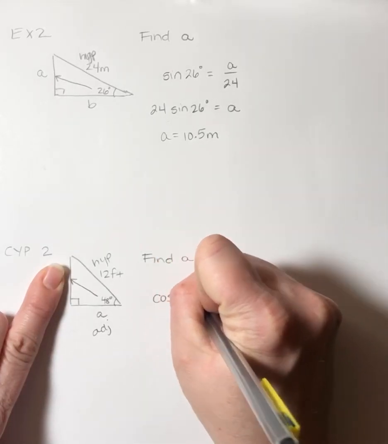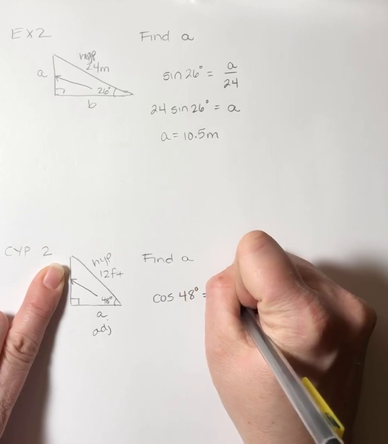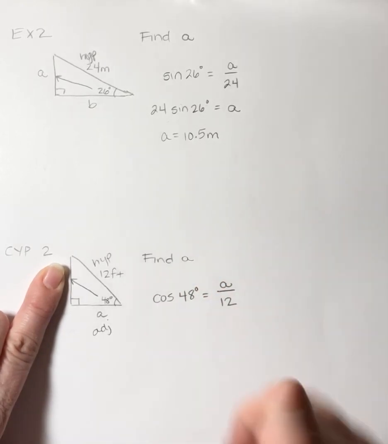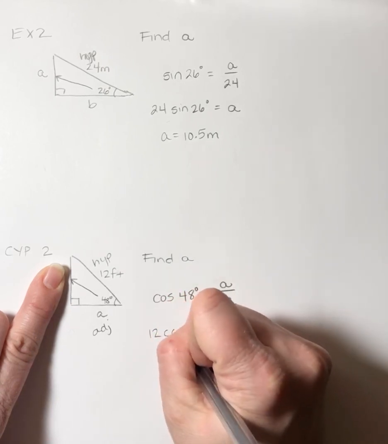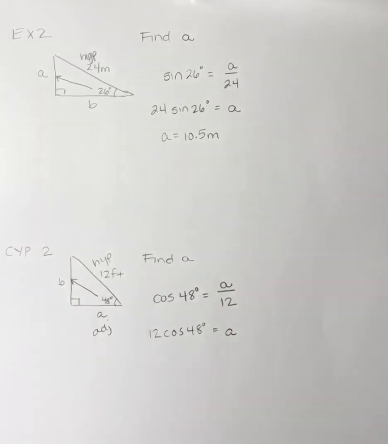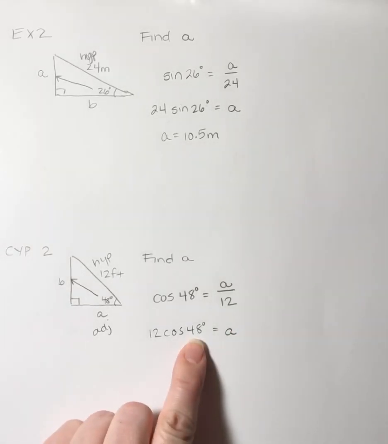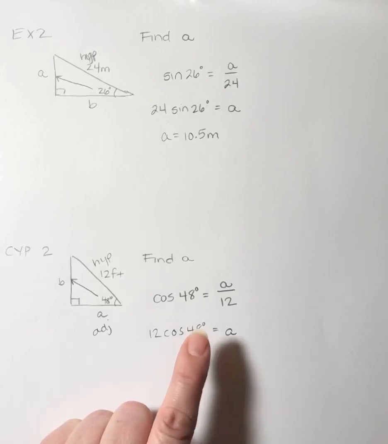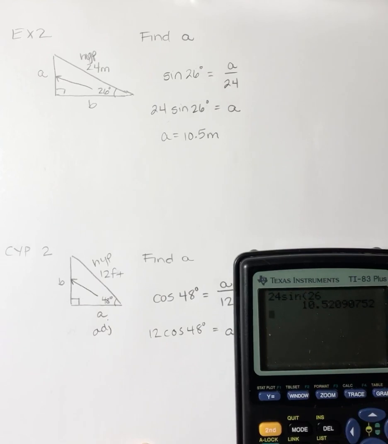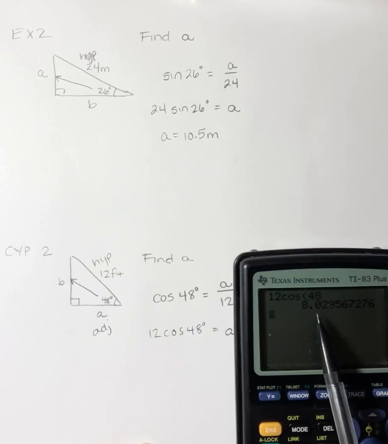So the cosine of 48 degrees is equal to adjacent over hypotenuse. So I can multiply by 12 to get A by itself. And once you put your calculator in degree mode, it will stay in degree mode. So you don't have to go back and check that every single time. So then in my calculator, I can type in 12 times the cosine of 48. And to the nearest tenth, I get 8.0 feet.